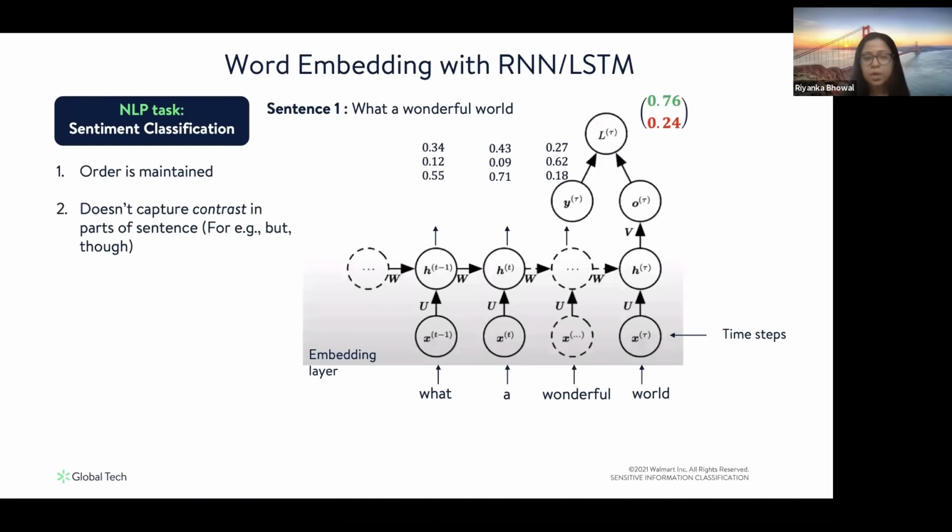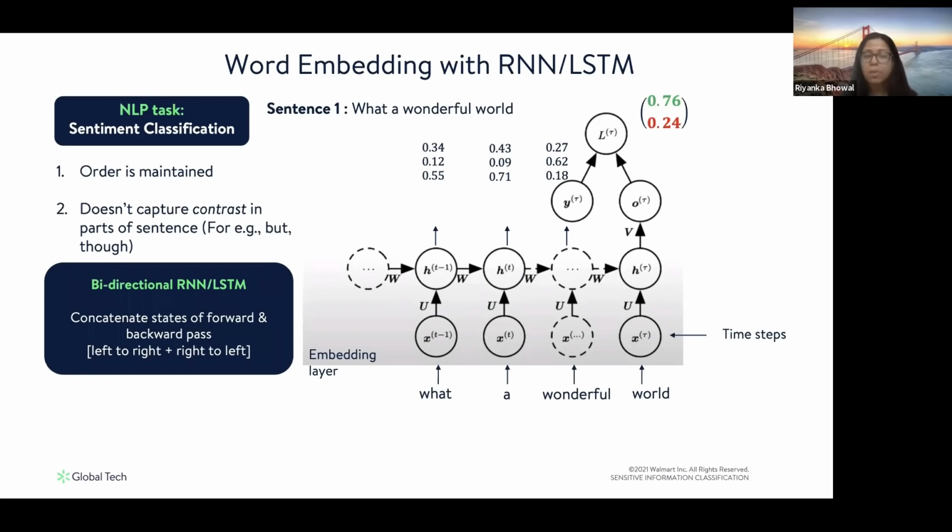The second is, even though it is maintaining some context, if the sentiment is in the last part of the sentence, or there are some contrast words like "but" or "though", then it will not be able to understand the sentiment properly. So that's why we do another variant, which is a bidirectional RNN or LSTM. So we provide both left to right and right to left, and we concatenate the hidden states of the forward and the backward pass.